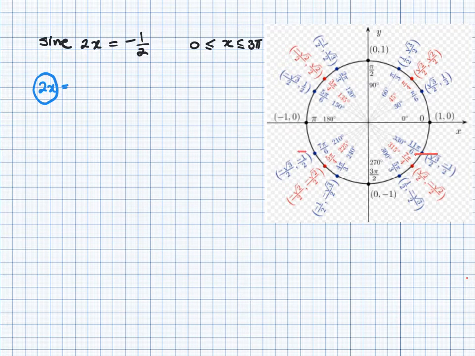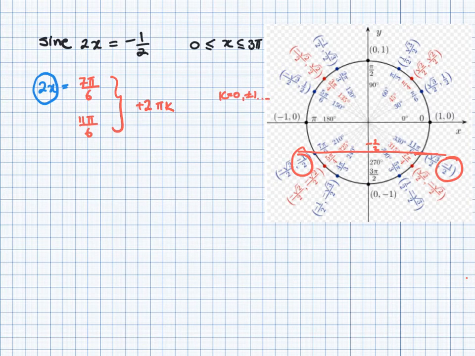It's going to be this line going through y equal to negative half. So the solutions for this one are 7 pi over 6 and 11 pi over 6. And as we have done before, I'm going to put here plus 2 pi k, where k is an integer. k can be 0, plus or minus 1, and etc.